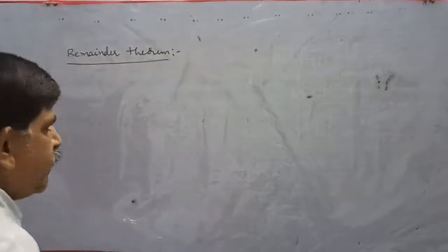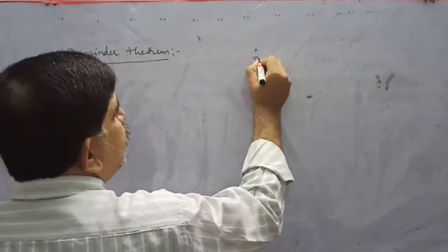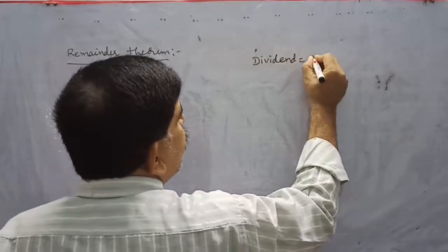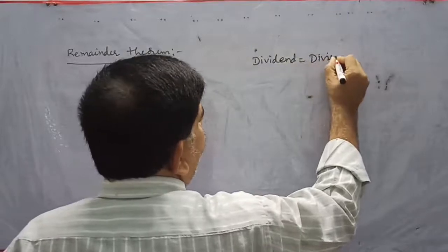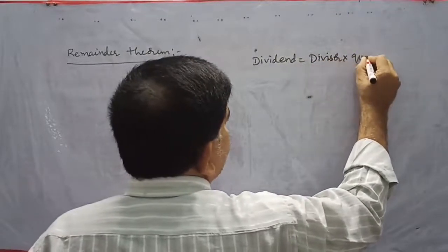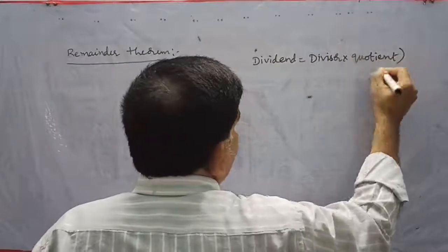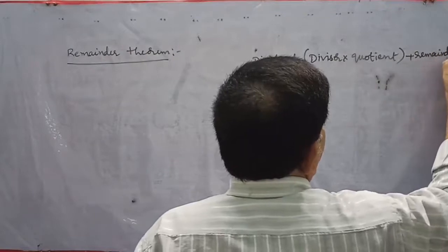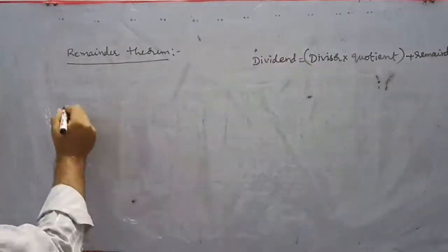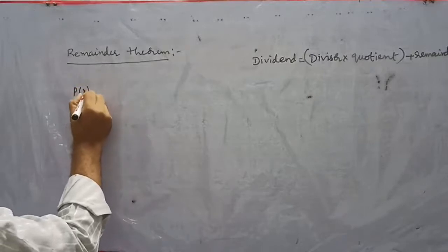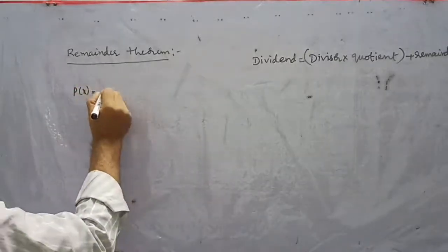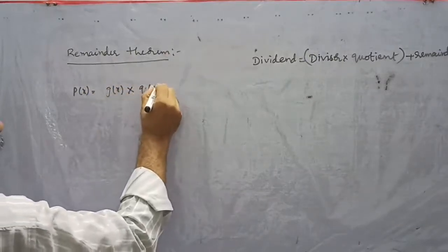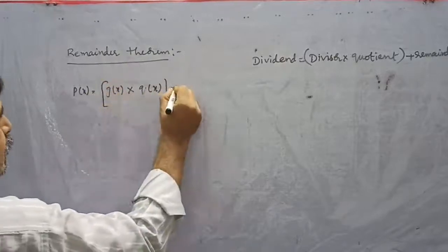Okay. So before going to that, we know the division rule. Dividend is equal to divisor into quotient plus remainder, right? So that is nothing but P of x is equal to G of x into Q of x plus R of x.